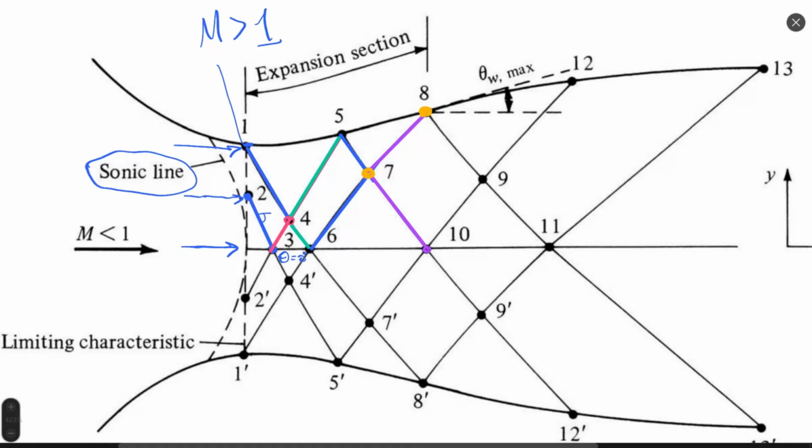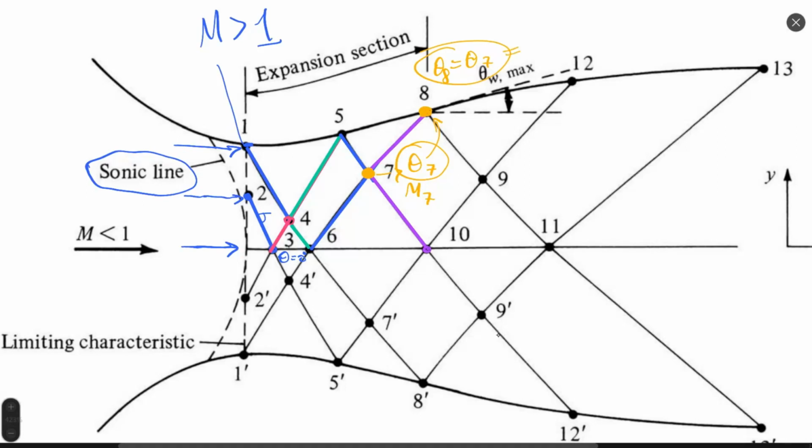Point 7 we calculate before calculating point 8. So having this point 7, I will have theta 7 and I will have M7. When I go to calculate point 8, I will assume that my angle of flow would be the same for point 8 here. So I will write that theta 8 is equal to theta 7. It's my condition on the wall.